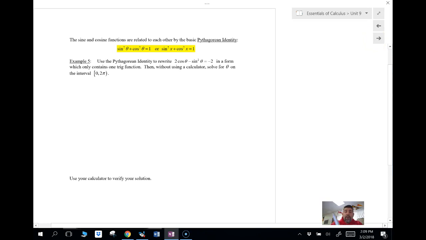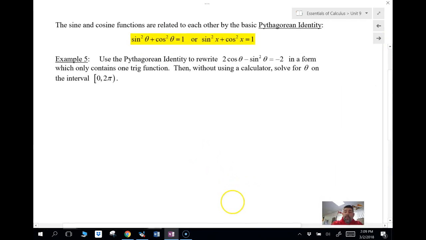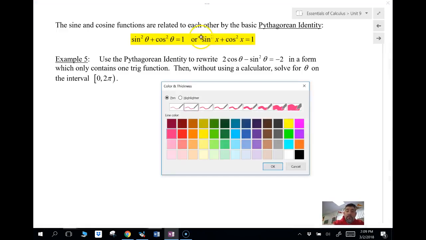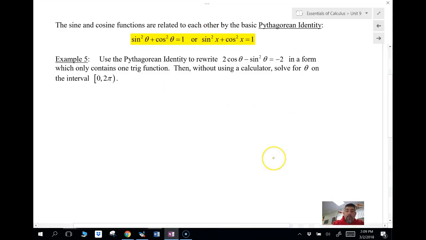Okay, last thing I want to go over is using what we call the Pythagorean identity, and this is really the only major identity that you're going to need and make sure you memorize for the AP exam. So let's go with another fun color. Let's go orange this time. So the basic identity is sine squared plus cosine squared equals 1, right? Sine squared plus cosine squared equals 1.